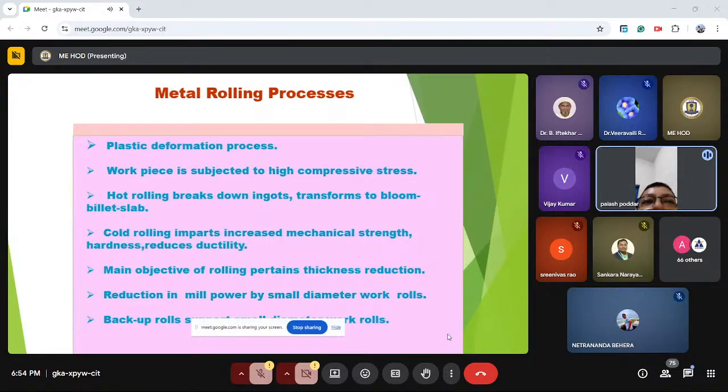And as I told, between hot rolling and cold rolling, there is warm rolling also. It is in between, because hot rolling is done above the recrystallization temperature and cold rolling is done below the recrystallization temperature.